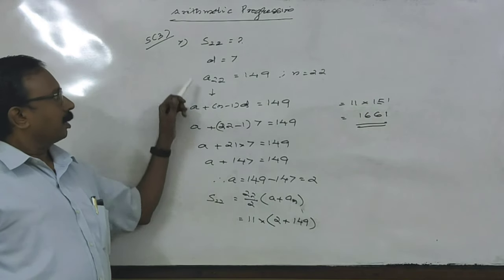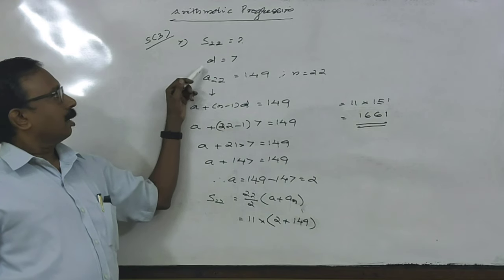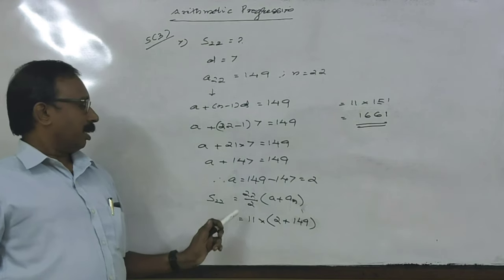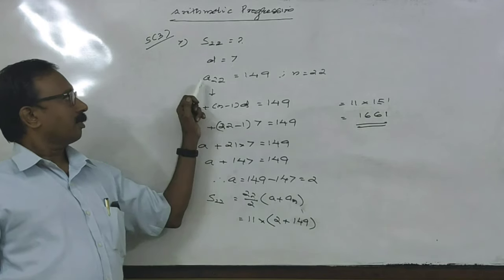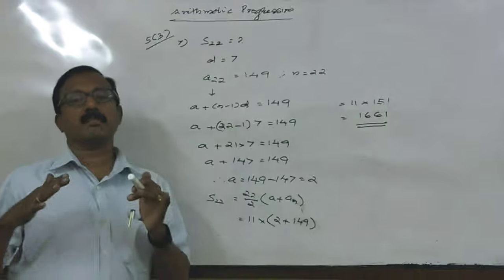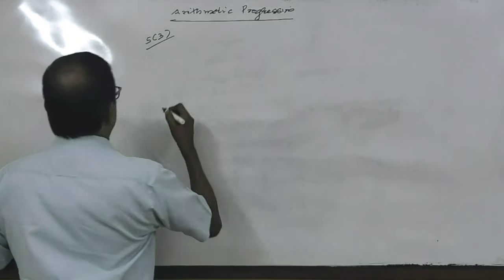Today we have a plus n minus 1 into d. Yesterday it was 22 by 2 into a plus l. The first term plus the last term, where the last term is the 22nd term, isn't it?